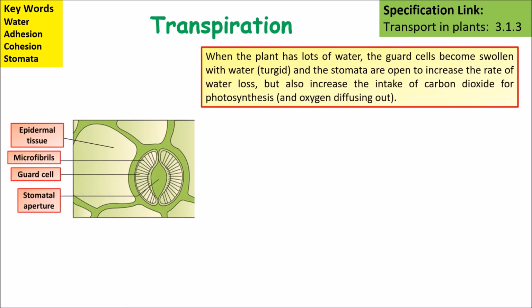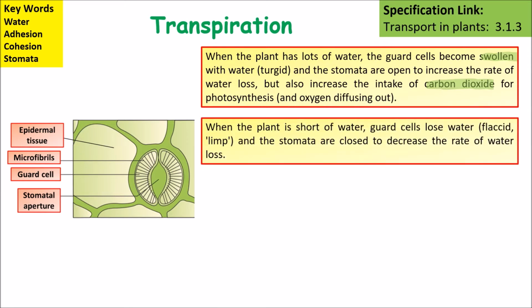When a plant has lots of water, the guard cells become swollen, right? So that's when they become turgid, and the stomata open to increase the rate of water loss, but also increase the intake of carbon dioxide for photosynthesis, right? And that's important because a plant needs to get lots of carbon dioxide all the way up to its palisade cells in order to photosynthesize effectively.